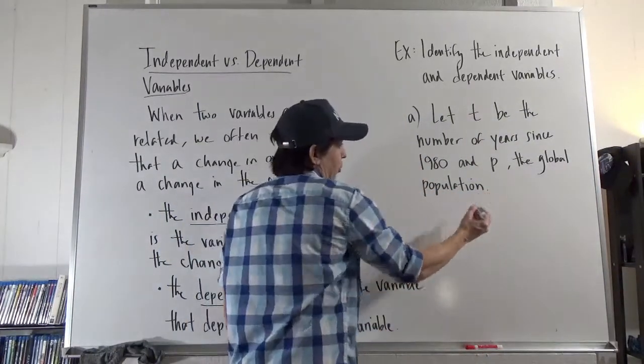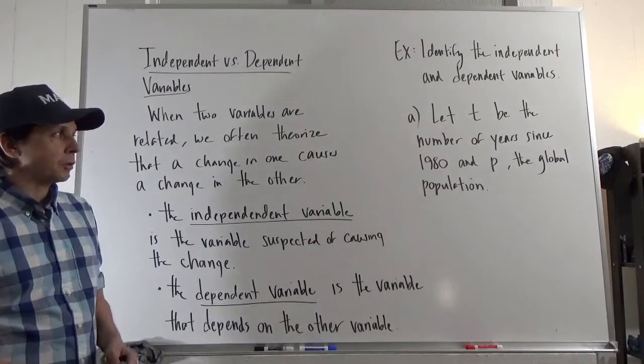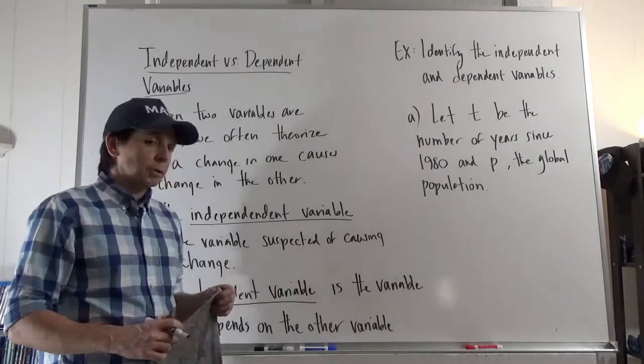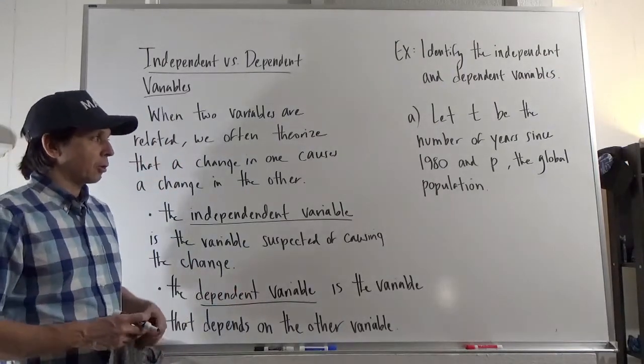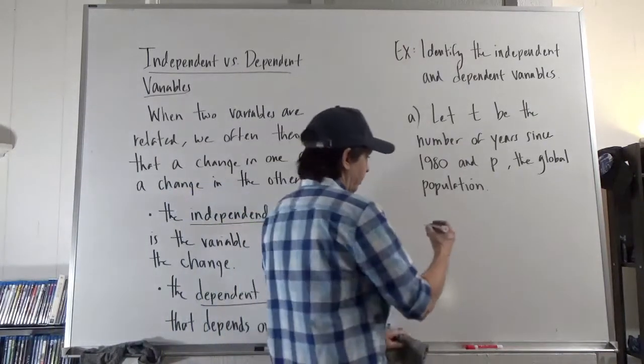And so there are two variables, T and P. Very common thing that we're going to be seeing a lot of, T for time and P for population, because a lot of my examples that we work with to illustrate the concepts are going to be talking about population growth or decline over the years.